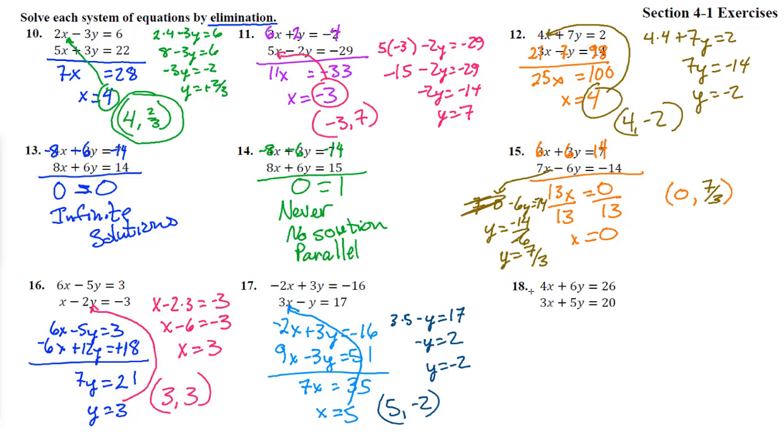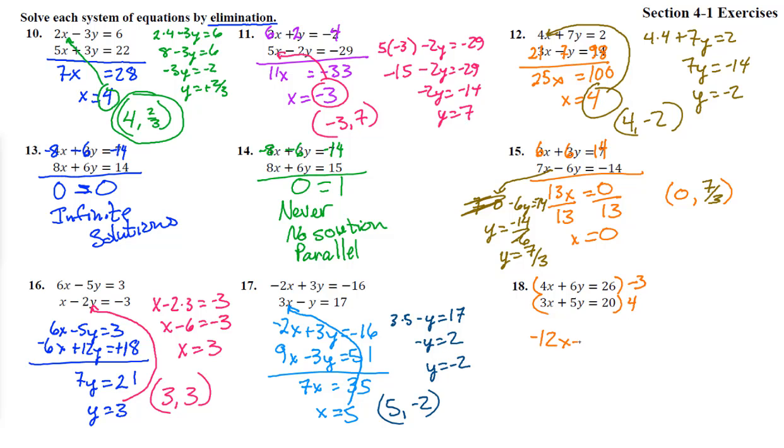All right, last one. Number 18. Oh, 4x plus 6y equals 26, 3x plus 5y equals 20. Ew. In order to get these x's gone, we'd have to make these both like a 12 and a negative 12, or make these a plus and minus 30. Let's go for the x's. So let's times the top one by a negative 3 and the bottom one by a positive 4. And let's see what we get.